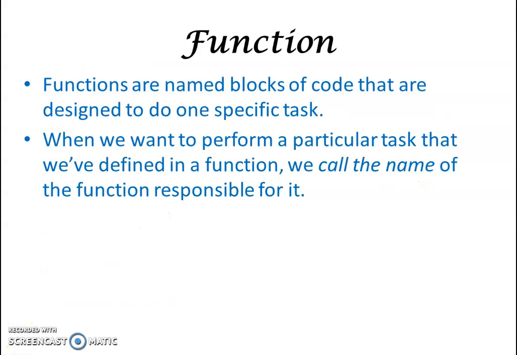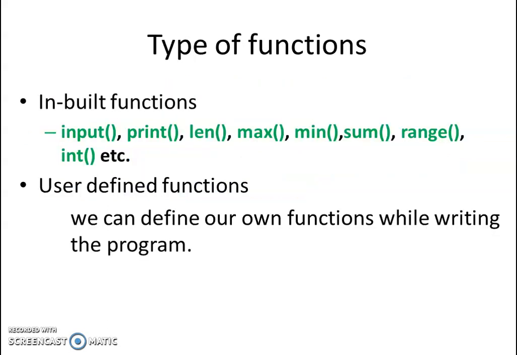Any named block of code that is designed to do one specific task is known as a function in Python. It means for a repetitive task we define a function. And when a function is defined, it can be reused at multiple places in a program by simply writing the function name. When we write the function name, we tell the Python interpreter to call the function to perform the task defined in the function.